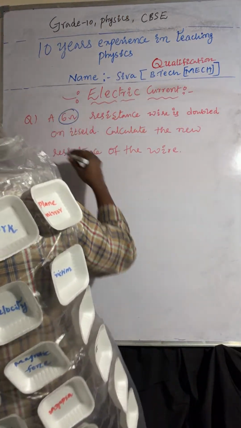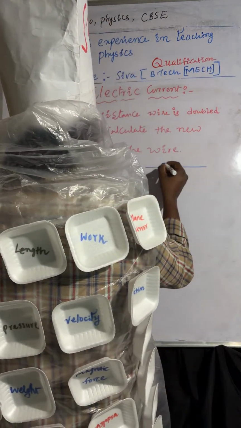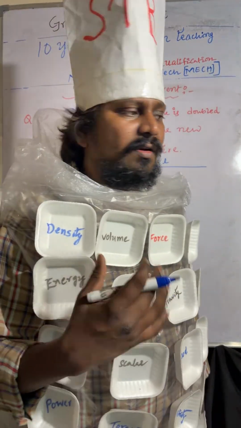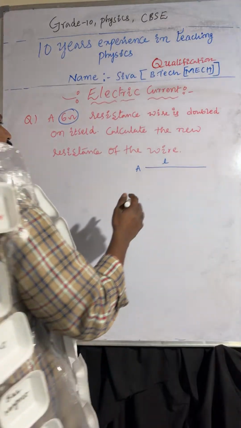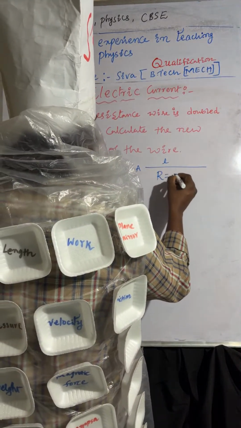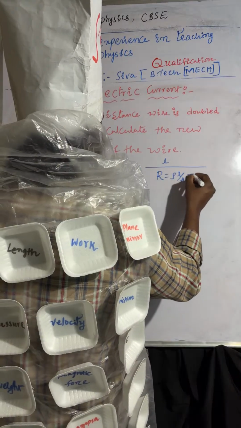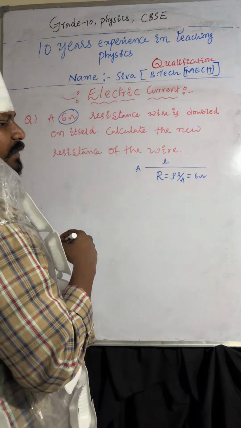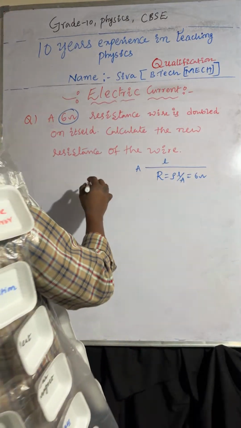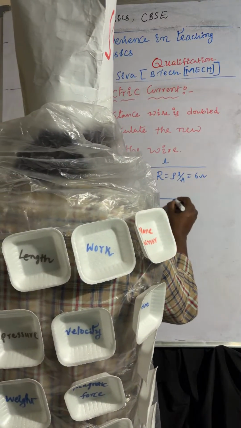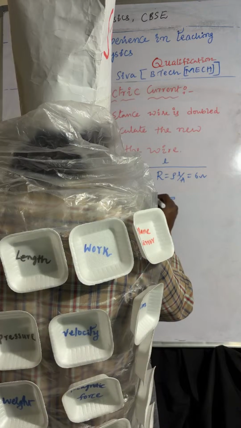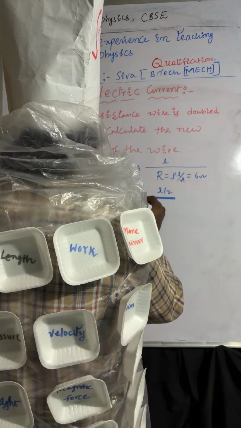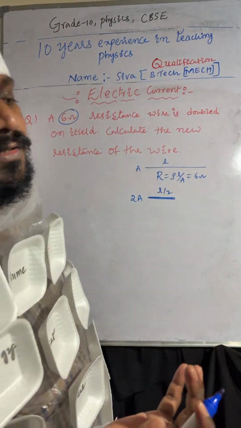Now, 6 ohm resistance. I am taking this wire. The initial length is L and the cross sectional area is A. Then the resistance is rho into L by A, which is 6 ohm. So R equals rho L by A. Now we need to find the new resistance. When it is doubled on itself, the length becomes half and the area becomes 2A.